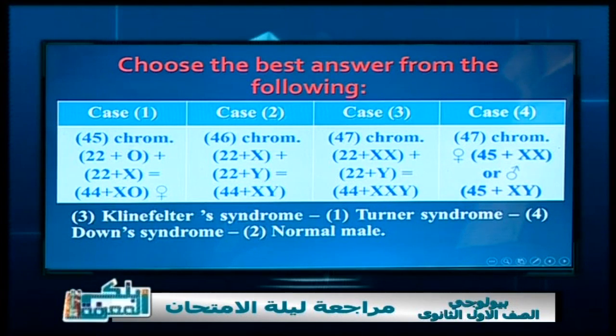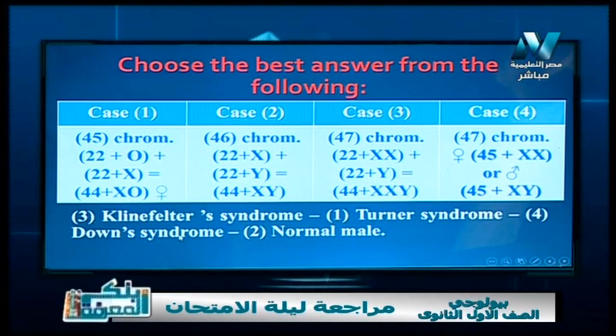Turner syndrome is number 1. Yes, because it has 1 X chromosome less than normal: 44 plus X, only 1 X chromosome. So she is female because there is no Y chromosome. And of course she is not a normal girl because she doesn't reach puberty, because of the deficiency of sex genes due to the absence of the second X chromosome.